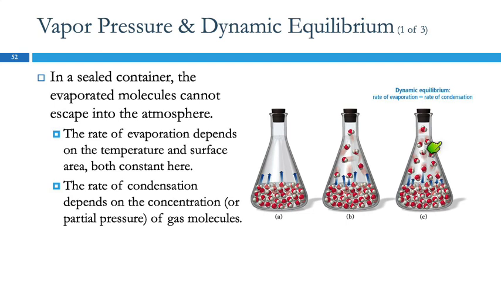These guys are zinging around. If I have one molecule up here, condensation is going to be very slow. If I have 5 million particles up here, I'm going to have a lot more condensation, right? But we're going to get to a point, and that's called a dynamic equilibrium, where the rate of evaporation is equal to the rate of condensation. And at that point, the amount of gas is going to stay the same.